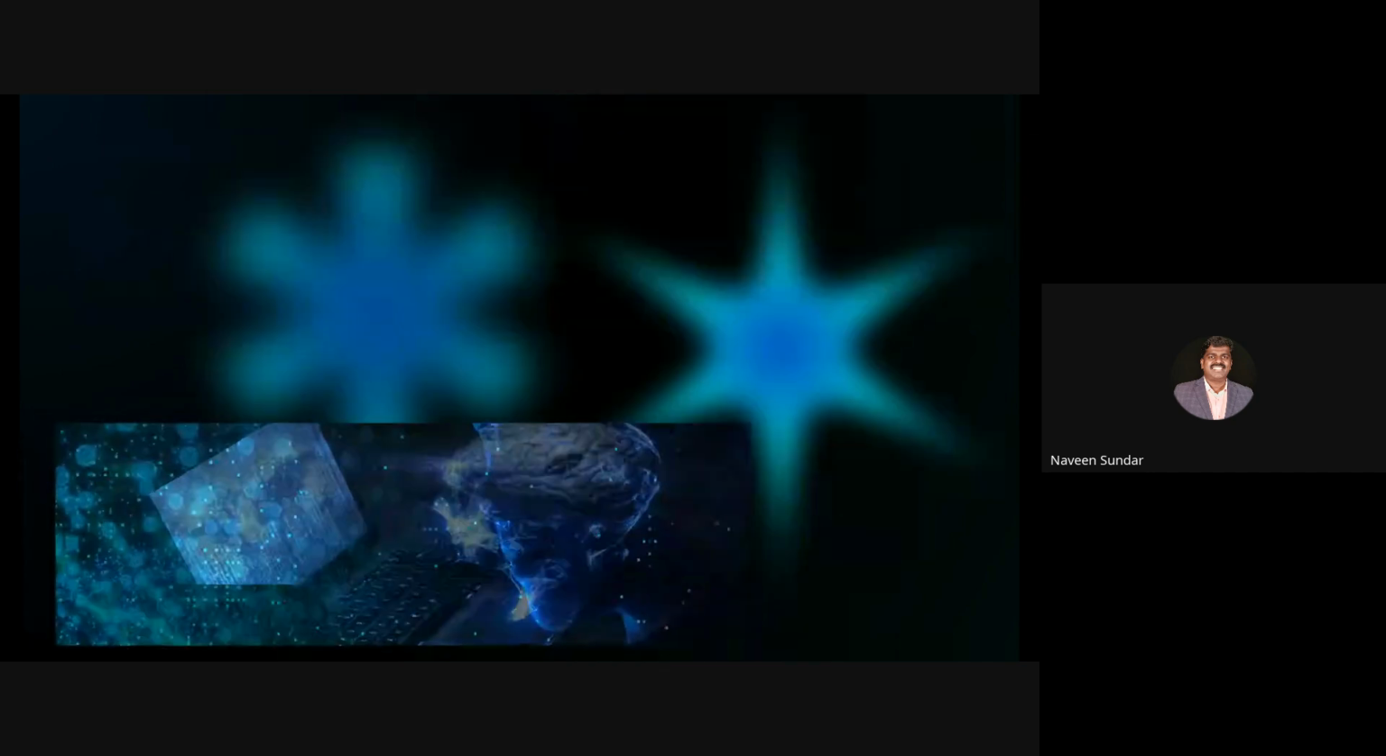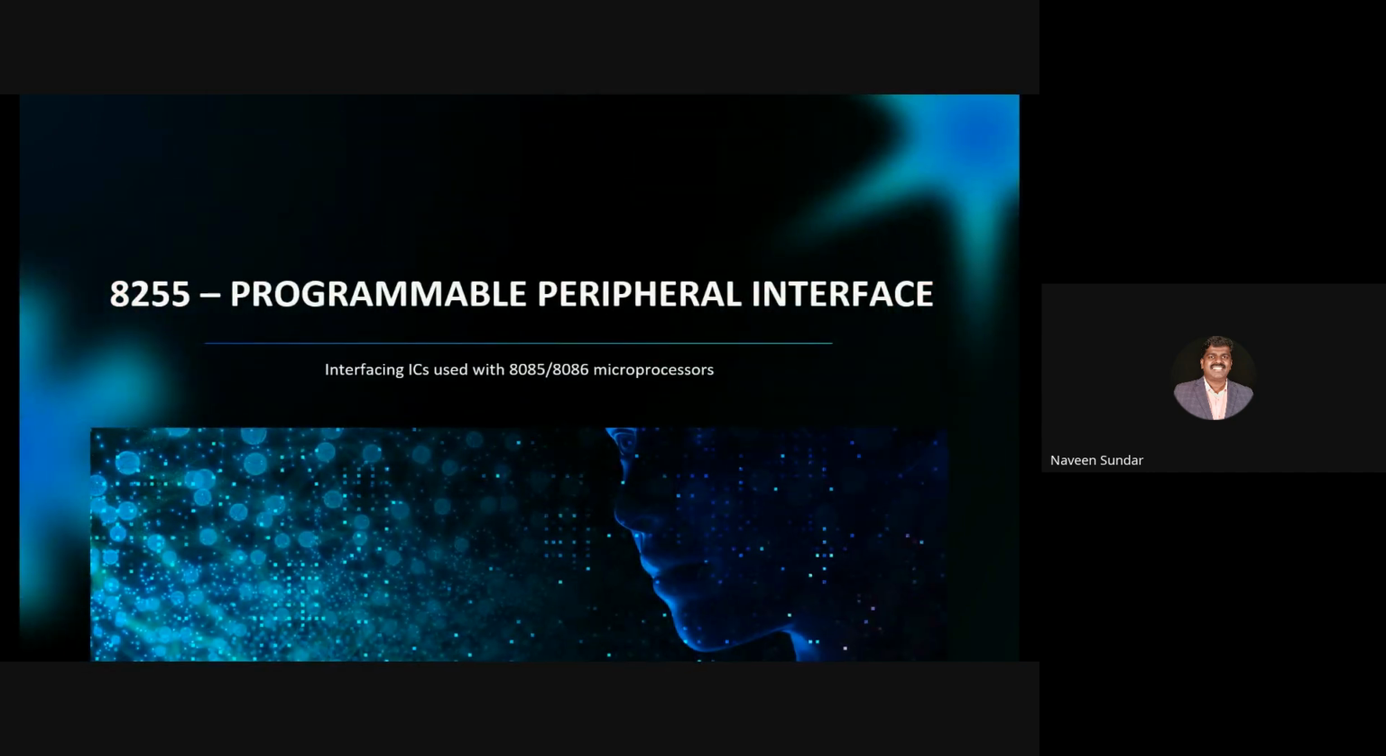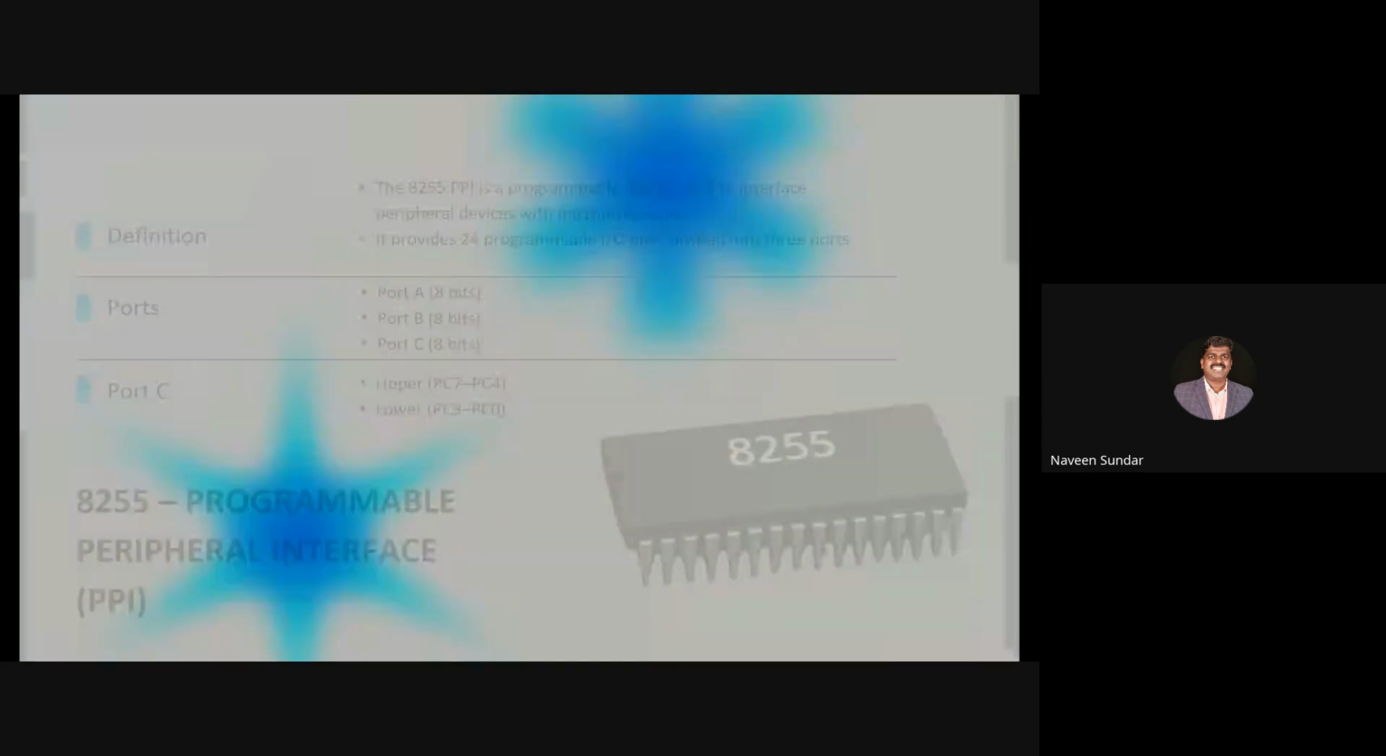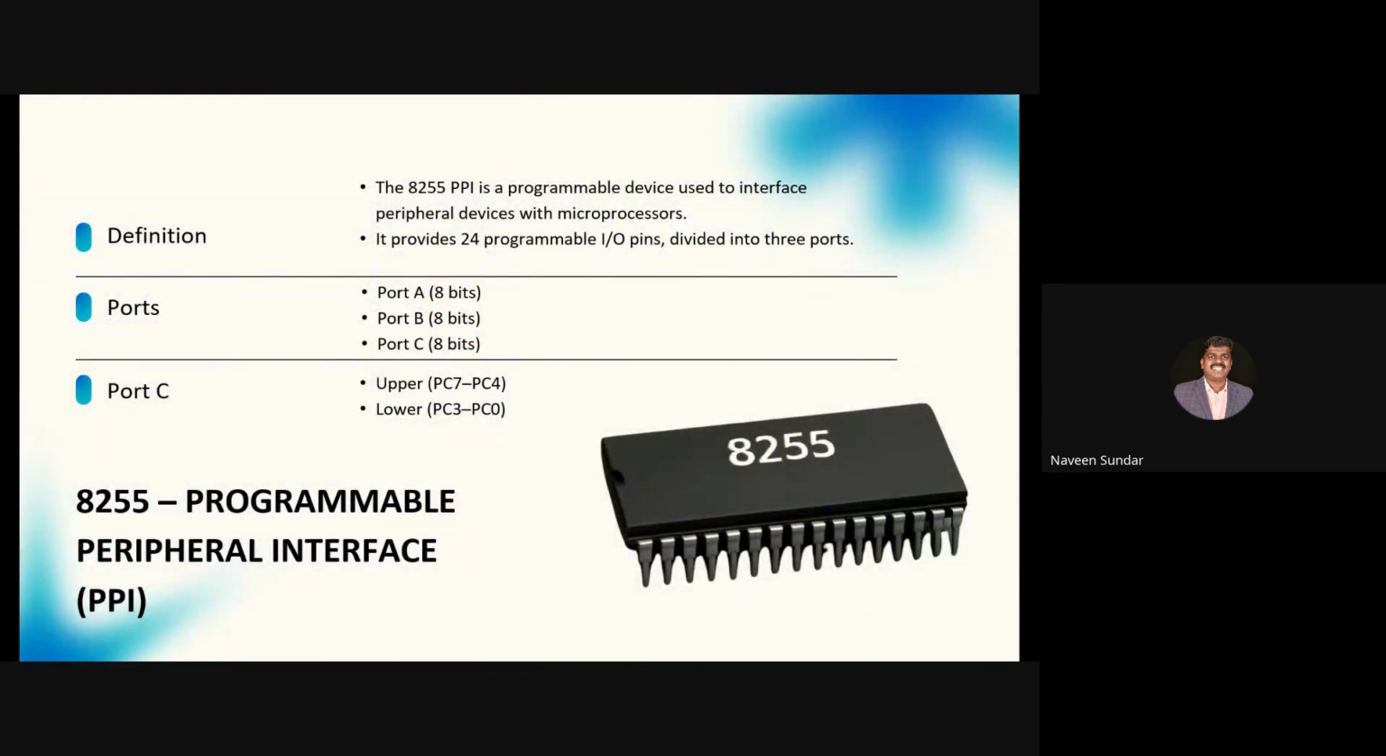First let us go and see about 8255, the programmable peripheral interface. The definition of this particular chip is that it is a programmable device used to interface the peripheral devices with the microprocessor. Mainly it provides 24 programmable IO pins, which are divided into three ports, that is port A, port B, and port C. Each port has 8 bits.